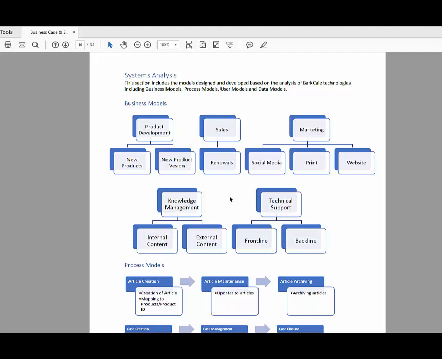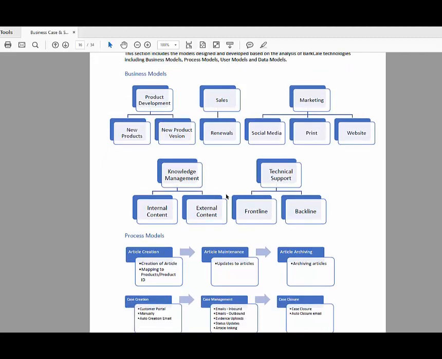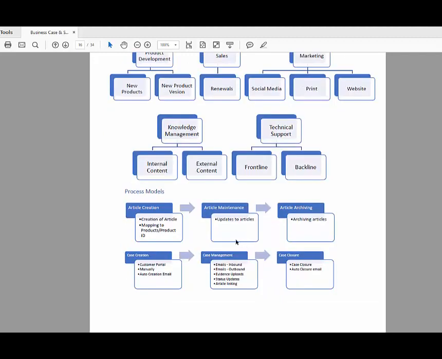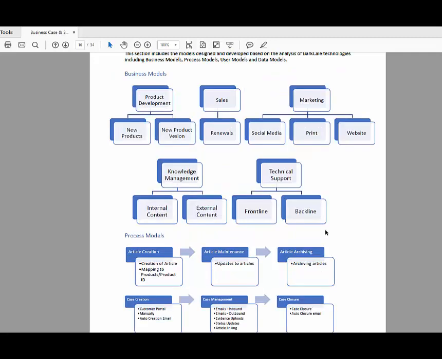Again, I'm going to refer to the textbook because I do believe the textbook has a lot of great information for you to utilize on what are business models, what are process models, what are data models. There are object models out there as well. There are several different models that can help you conduct systems analysis. Again, please do not limit yourself to the models that are in this document. This is just a reference. There are plenty of other models that can be utilized to conduct systems analysis.